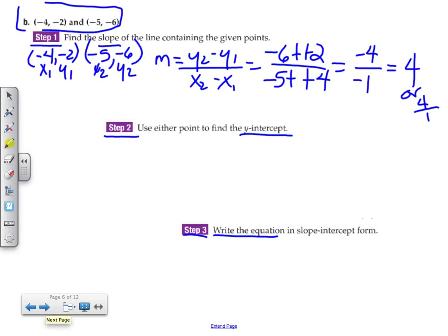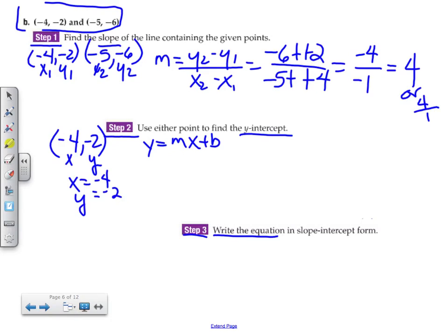All right, we have the slope. Now we can find the y-intercept. We're going to pick a point, and I'm going to pick -4 comma -2. It does not matter which of those 2 points I picked. And this will be my x value, and this will be my y value. And we're going to find the y-intercept by substituting in what values we have in our slope-intercept form. So x will be -4, y will be -2, and m will be 4.